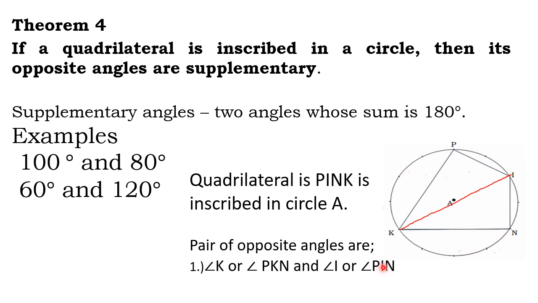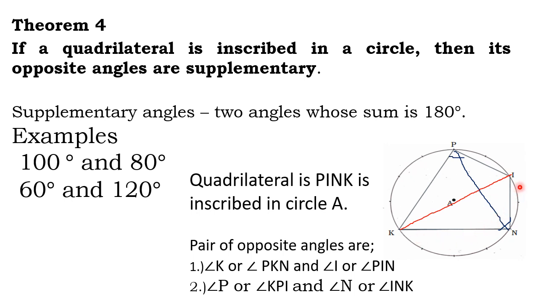Another pair of angles here we have angle P and angle N. Another name for angle P is angle KPI, and another name for angle N is angle INK.